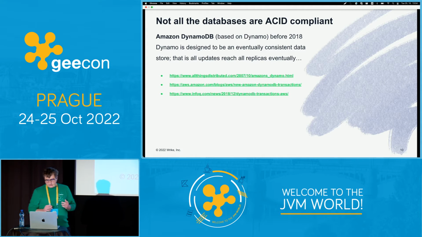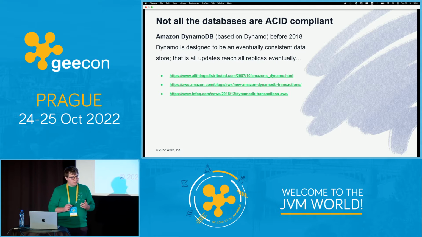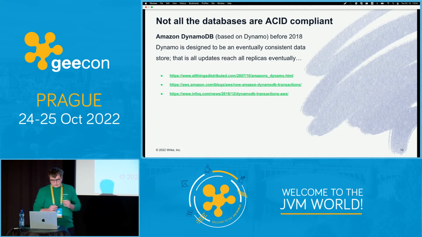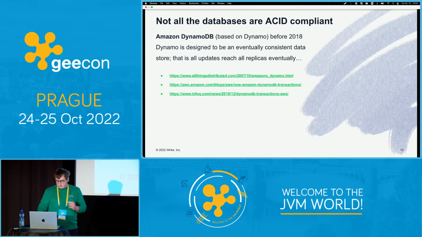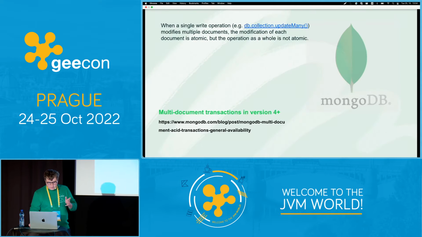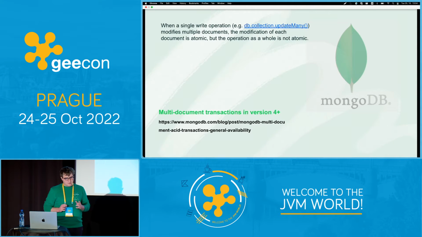First, it allows a total memory of 4 megabytes for a transaction. And second, in Amazon DynamoDB, write transactions have serializable isolation level, and read transactions have read committed level. We'll talk about that. So MongoDB, another example. Before version 4, Mongo did not allow multi-document transactions, which means that you couldn't update multiple documents atomically.